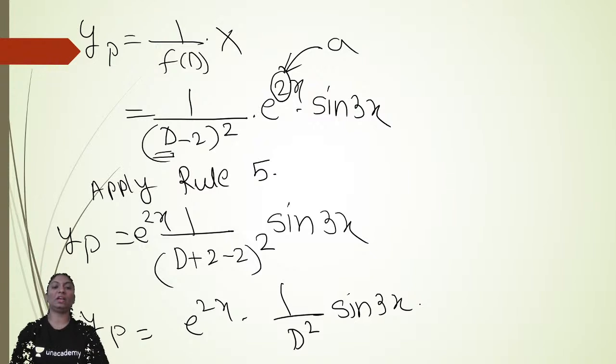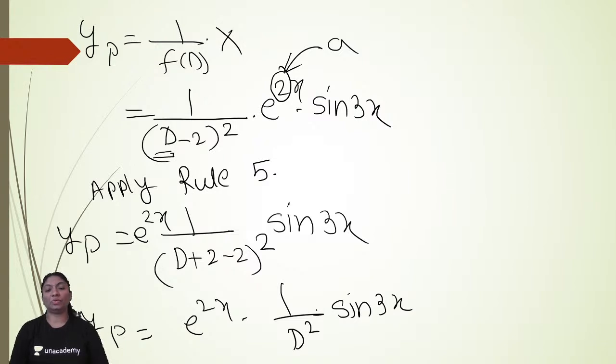So what you will get? Yp is equal to e raised to 2x into 1 upon D square into sine 3x. Now here we will again apply rule 2. Either you can double integrate here, integrating sine 3x, or otherwise we will use the shortcut rule 2.